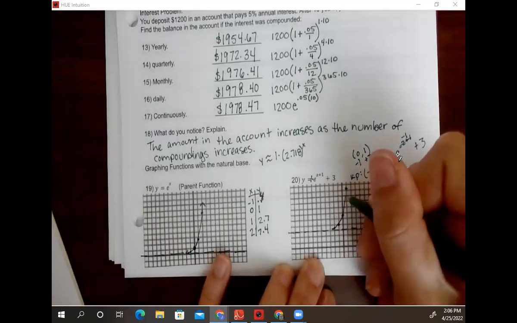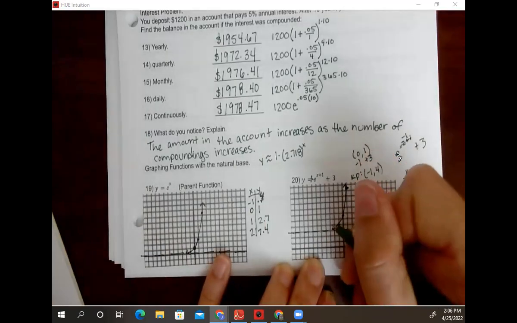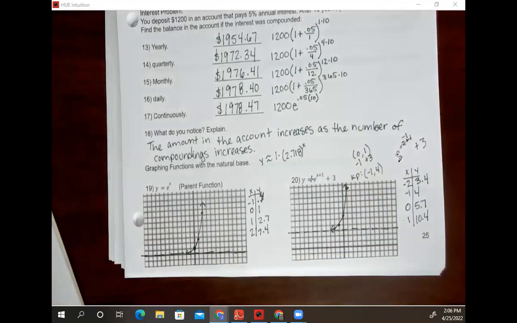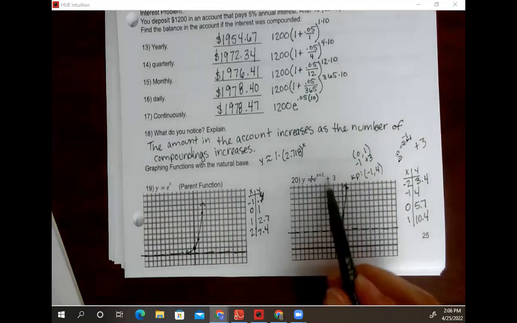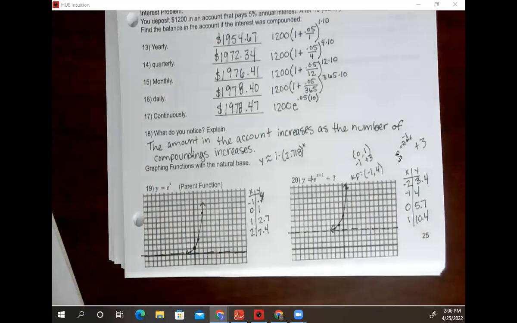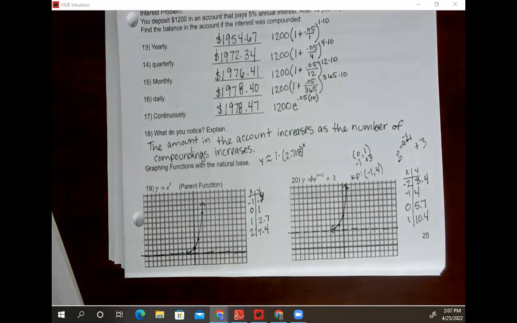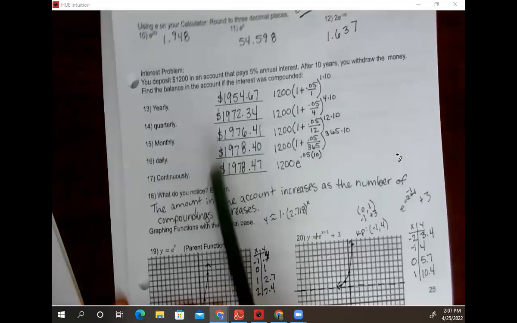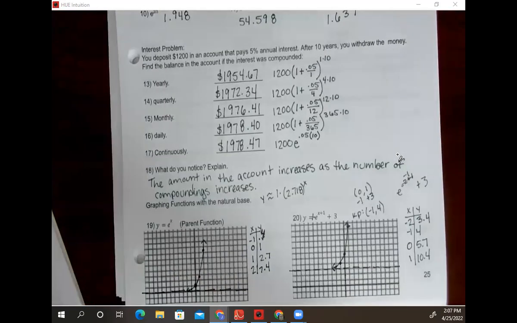So same exponential shape, still growth because e is a number greater than 1, but shifted up and to the left. Okay, so those are exponential functions with a base of e. So e is a number, again, like pi, non-repeating, non-terminating decimal. It follows all of our exponent rules. We can graph it the same way we would graph any other base for an exponent. It just has a very specific application with interest problems. Okay, so that is the number e.